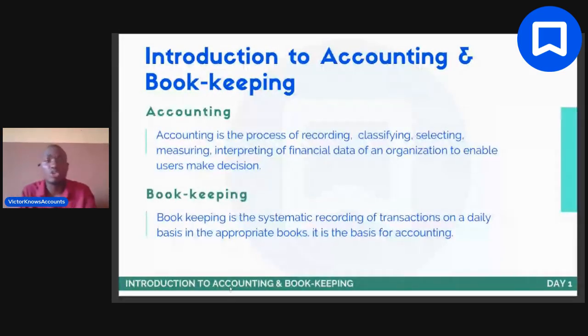Which means the first item in the accounting process is recording. Now, the major difference between bookkeeping and accounting is that the scope of accounting is wider than the scope of bookkeeping. The scope of bookkeeping is limited, which means what bookkeeping covers is lesser than what accounting covers. Accounting covers recording, analyzing, classifying, summarizing, interpretation, and communication, but bookkeeping only covers the systematic recording of transactions on a daily basis.